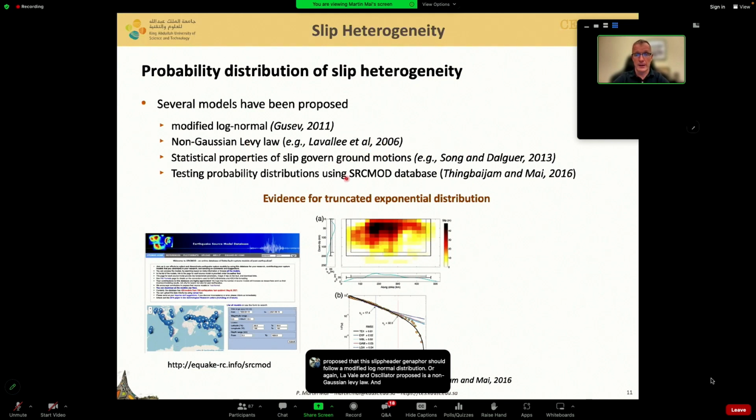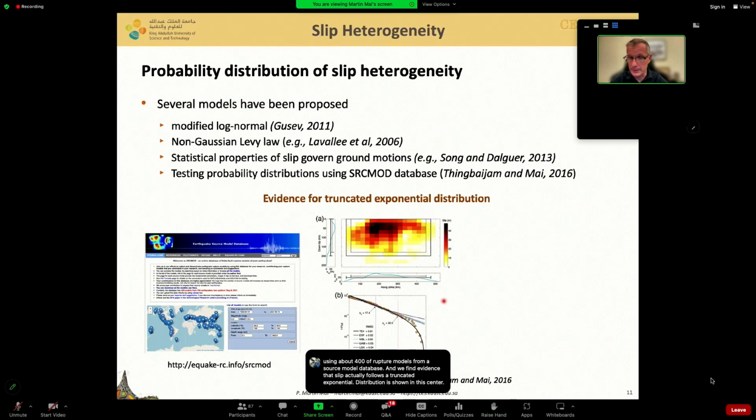And Song and Dalguer showed that the precise statistical properties of slip actually govern the ground motion. So we need to think about how to model that slip heterogeneity on the fault. And so in a recent work, a former postdoc of mine, Kiran Thingbaijam, tested probability distributions using about 400 rupture models from the source model database. And we find evidence that slip actually follows a truncated exponential distribution, as shown in the center.